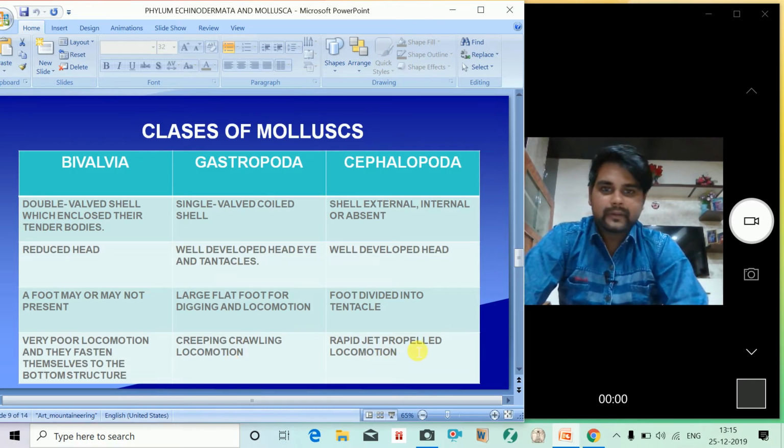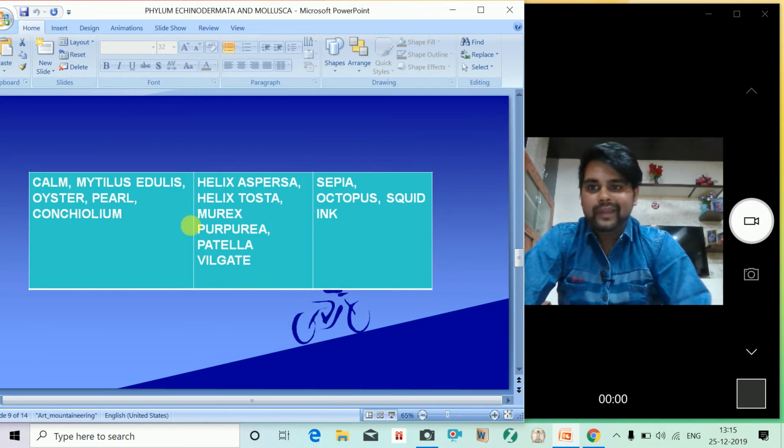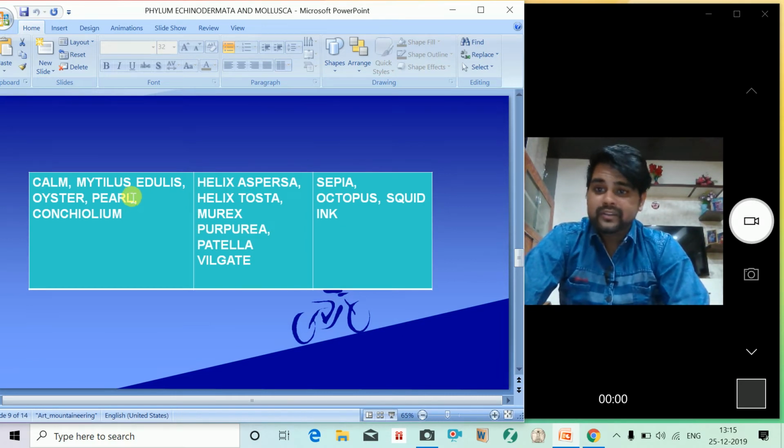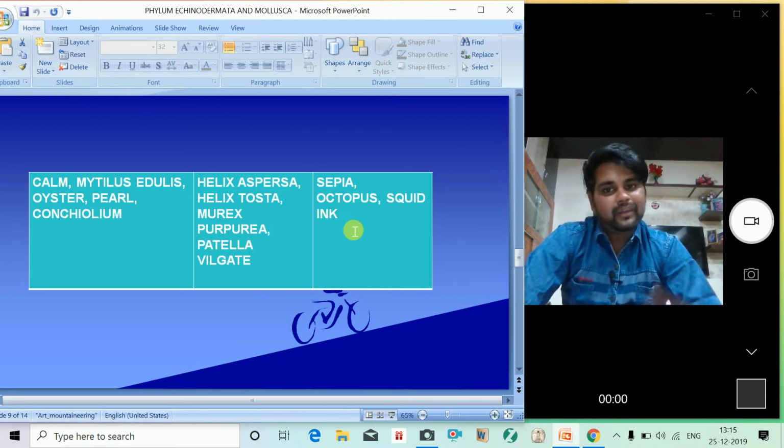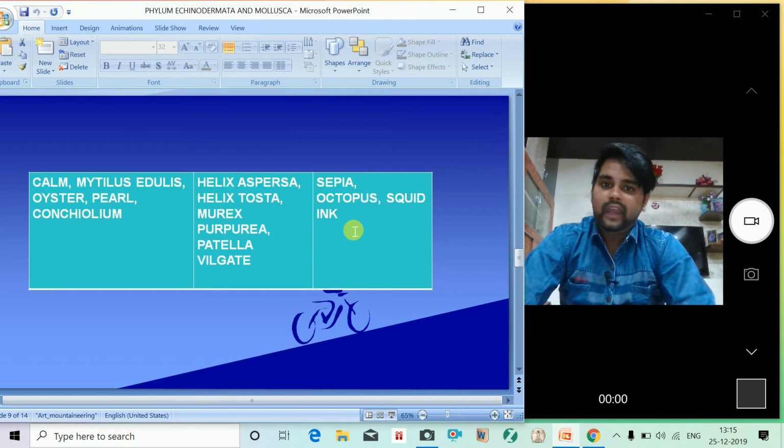We have examples of bivalves like clam, Mytilus, Unio, oyster, and pearl oyster. In gastropoda, we have examples of Helix aspersa, Helix pomatia, Murex the purple dye shell, and Patella. In cephalopoda, we have interesting examples like sepia, octopus, and squid.